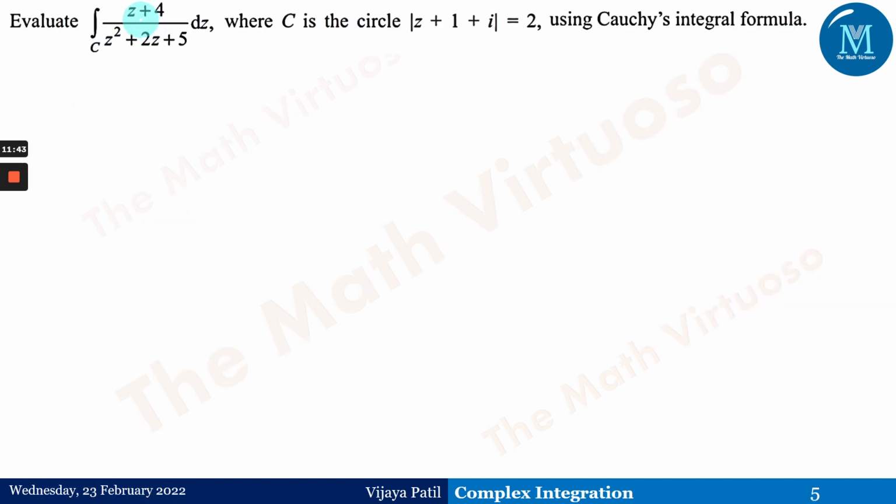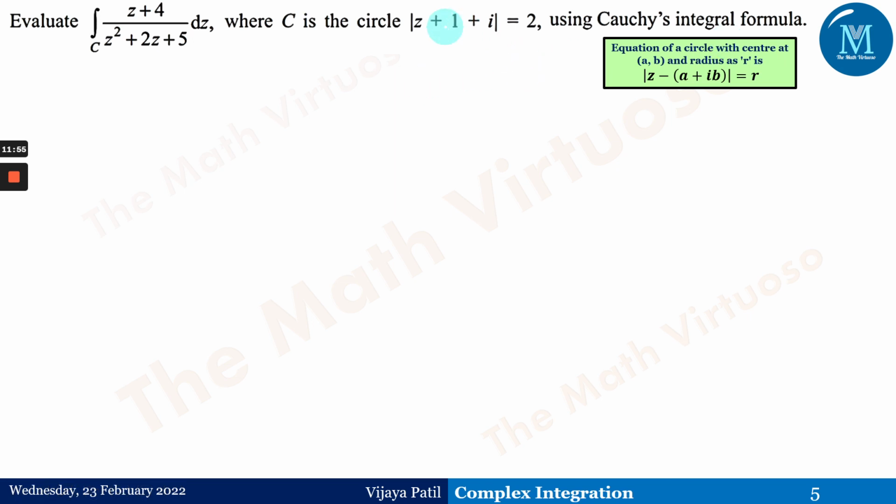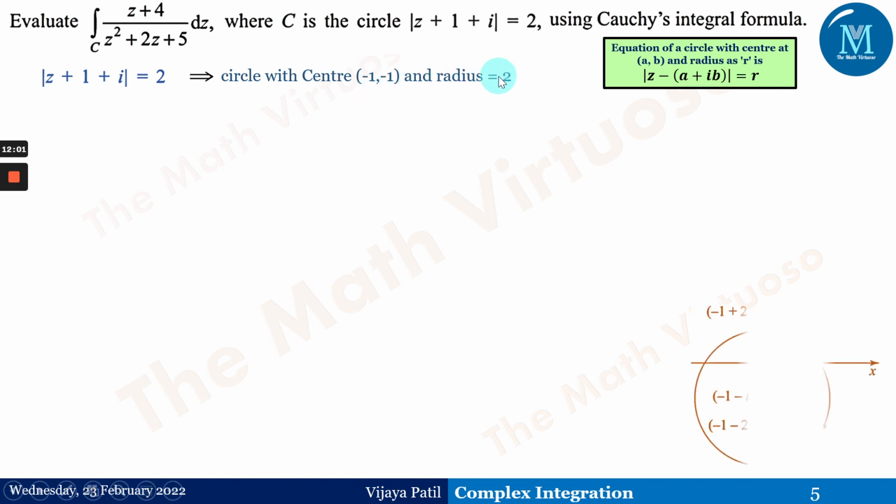Evaluate the integral of (z plus 4) upon (z square plus 2z plus 5) dz, where C is the circle mod of z plus 1 plus i equals 2, using Cauchy's integral formula. So this is the circle. If you observe here, the circle has center (minus 1, minus 1) and the radius is equal to 2. This is the type of circle we are going to get.